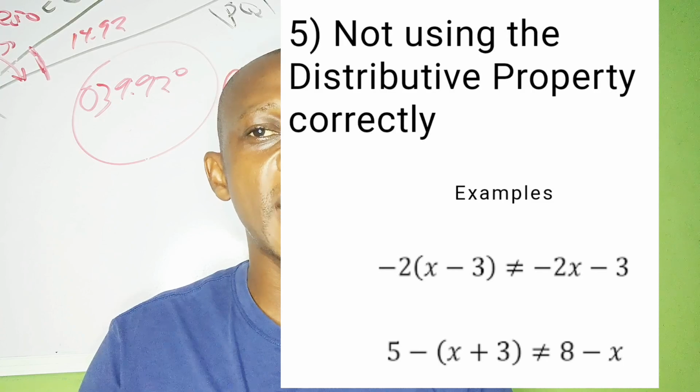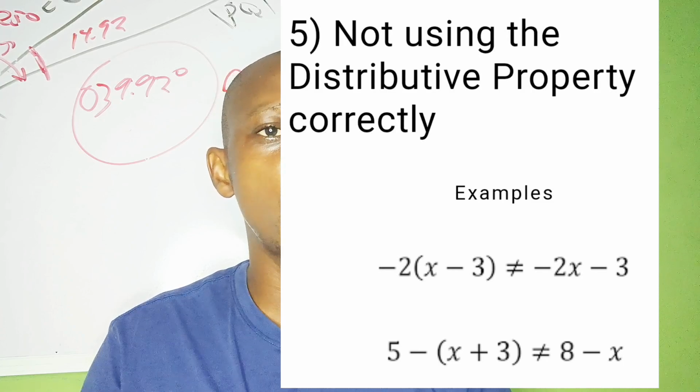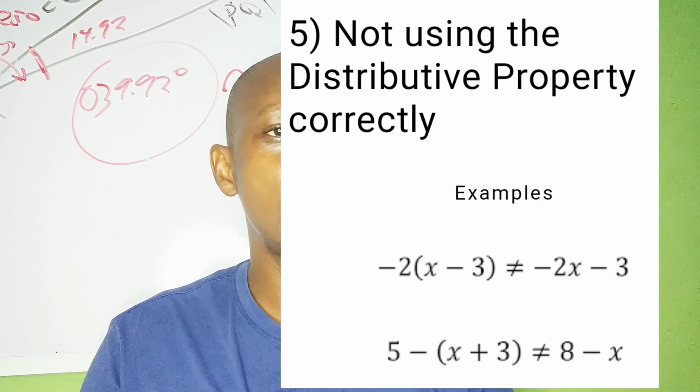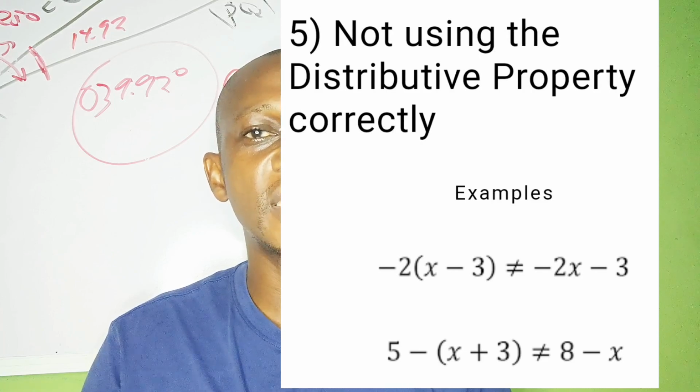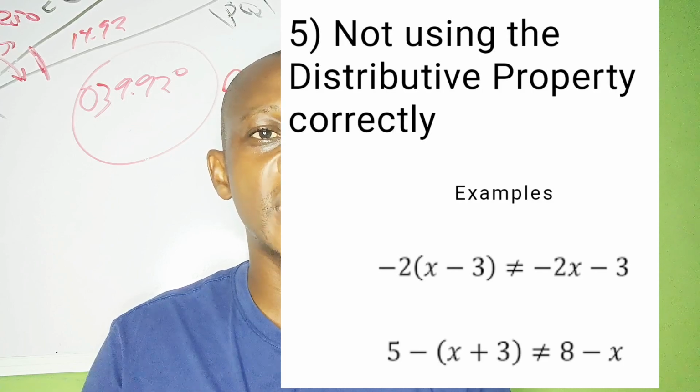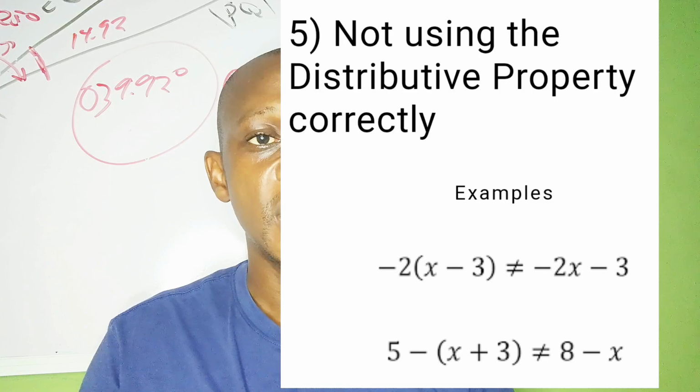Now, 5 minus into bracket (x plus 3). The minus should open the brackets. So our answer should have been 5 minus x minus 3, and at the end of the day, it should have been 2 minus x instead of 8 minus x.